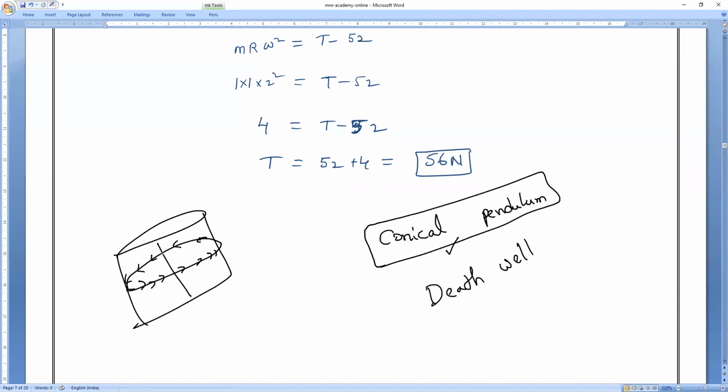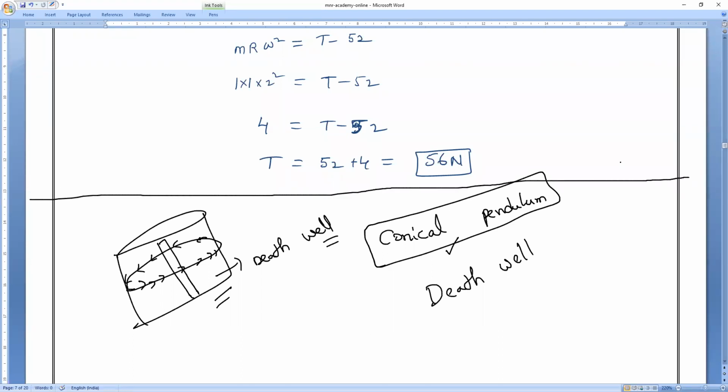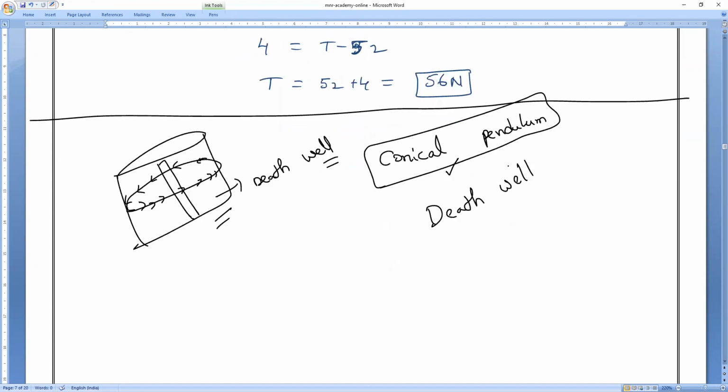Yes, Pradosh? Bicycles and all you can see. So that is what is called a death well. Okay. So if you apply the centripetal acceleration or the centripetal force to this conical pendulum as well as the death well, how it will come, that is what we'll discuss in the next class. Now till here, immediately after the class, once again revise everything we studied in today's class. And tomorrow we'll discuss this conical pendulum as well as the death well.